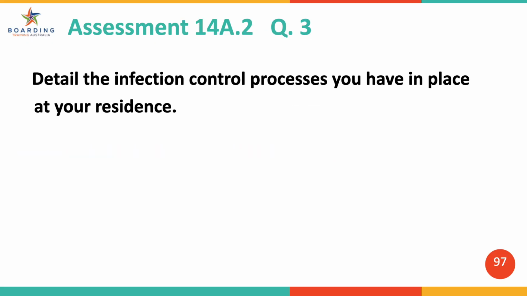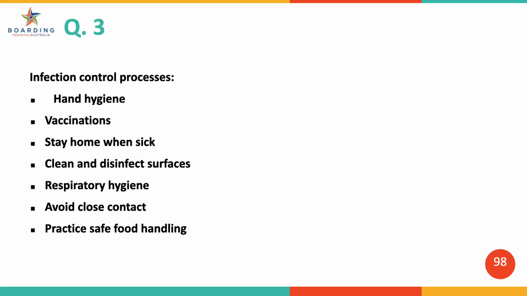Question 3 asks you to detail the infection control processes you have in place at your residence. So typically they would include these sort of things: hand hygiene, vaccinations, asking students to stay back if they're sick, cleaning and disinfecting surfaces, respiratory hygiene, sneezing, social distancing, so avoiding close contact, and practicing safe food handling. And so you would probably have processes in place so that if a person was sick, if they had some sort of infection, then they could be isolated from other students.